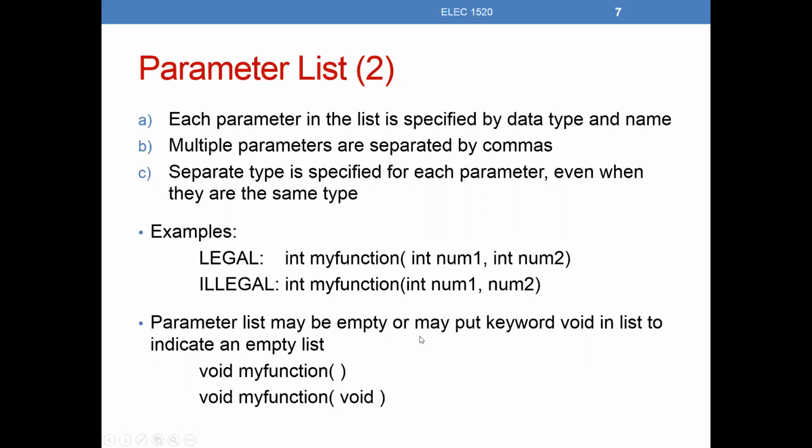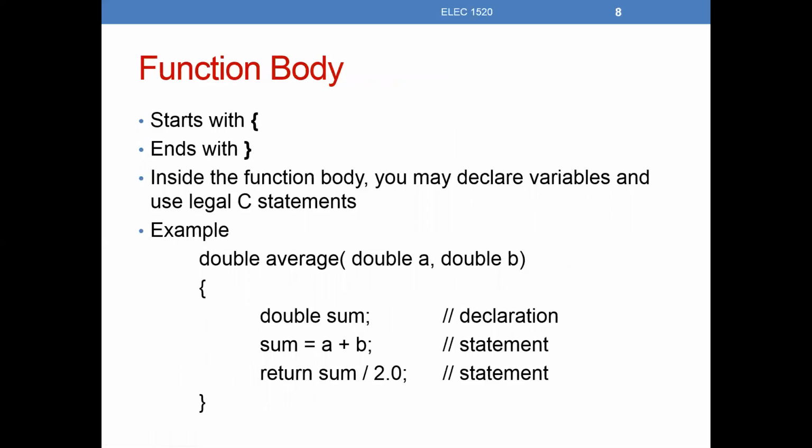Otherwise, if you're not going to pass any information to a function, if the parameter list is going to be empty, you can use the empty parentheses, or you can put the word void inside the parentheses, which means the function doesn't have any parameters in the list. So either style. Right, so the function body will always start with the left curly brace and end with the right curly brace. And then inside the function body, we can declare as many variables as we want. We can use any sort of legal C statements.